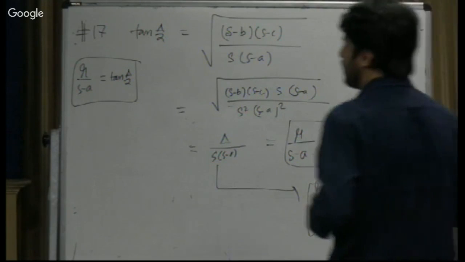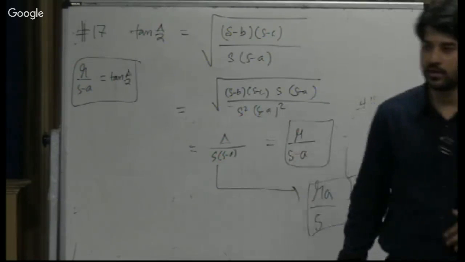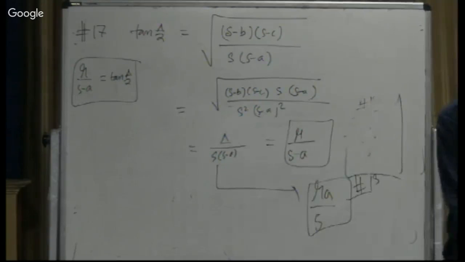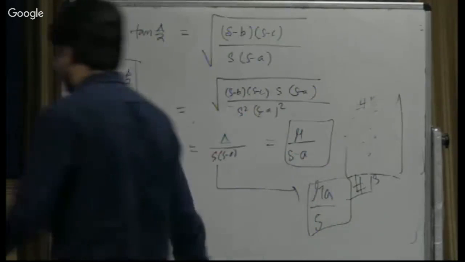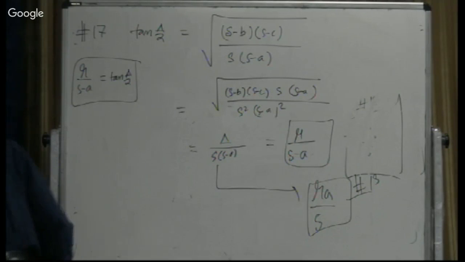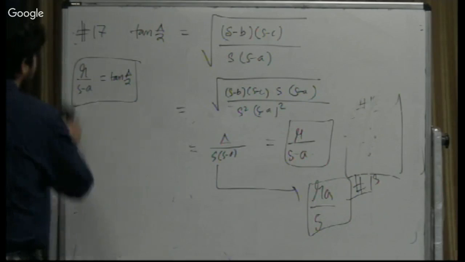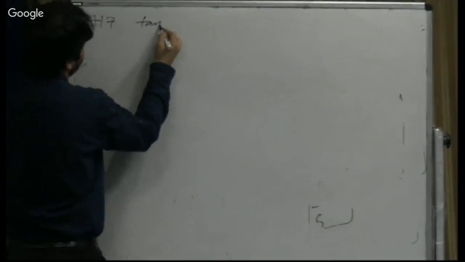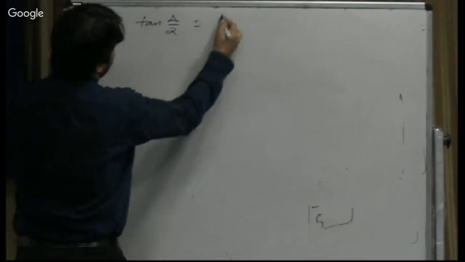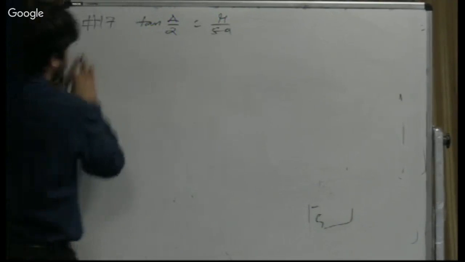So no issue with 17 and 18? Okay, can you come down? Okay, which one? Property 17. See, in property 17, they say tan A by 2 is equal to R by S minus A. ये हमें प्रूफ करना है.